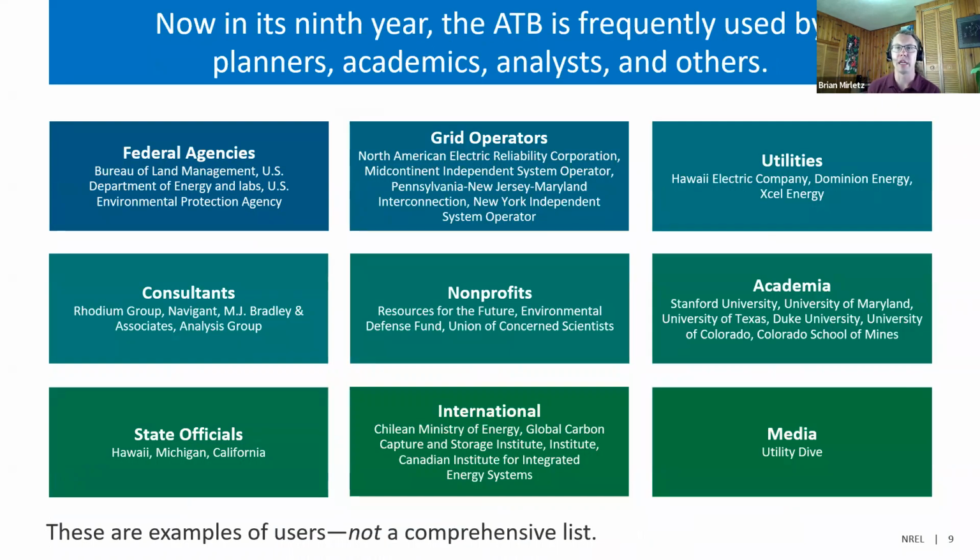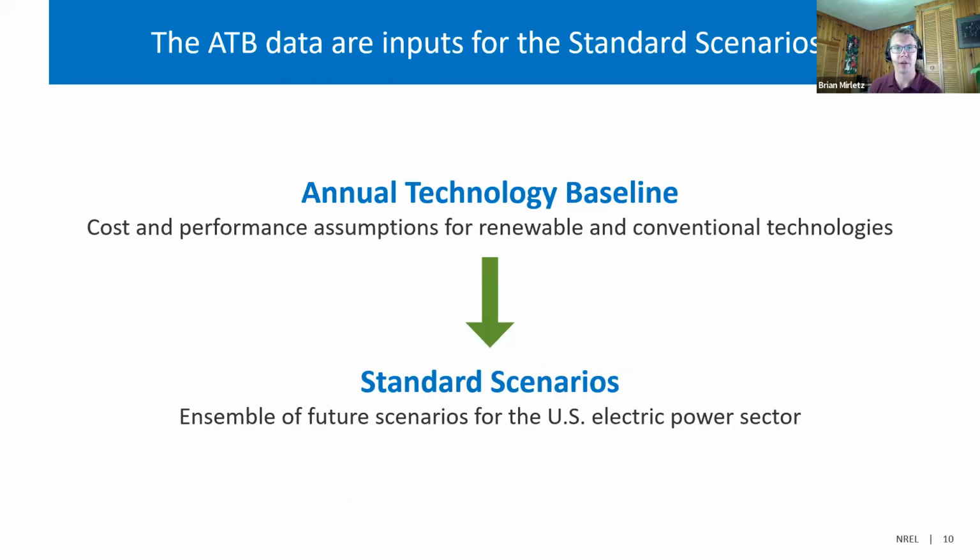Now in its 9th year, the ATB is frequently used by planners, academics, analysts, and others. We have some examples of users on this slide, and this is not a comprehensive list. There are a lot of ATB users out there. And as mentioned previously, the ATB data are inputs for the standard scenarios. So we start with the cost and performance assumptions for renewable and conventional technologies in the ATB. Those are then run through the ReEDS model at NREL in order to form the standard scenarios, which is an ensemble of future scenarios for the US electric power sector.